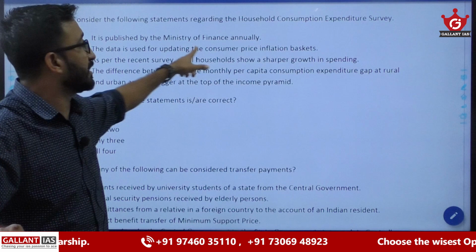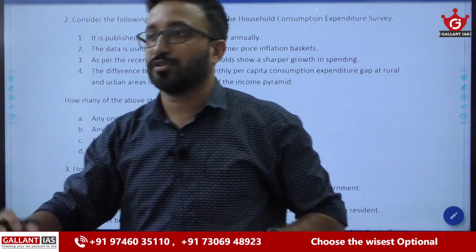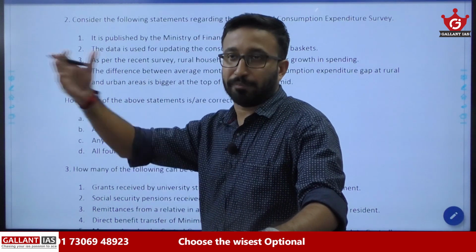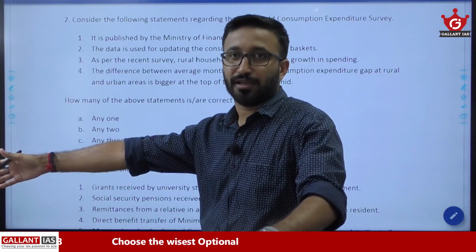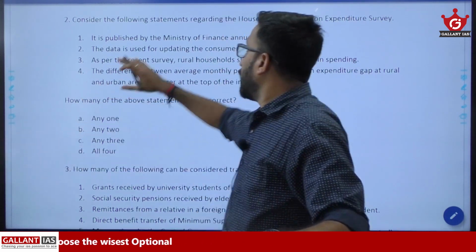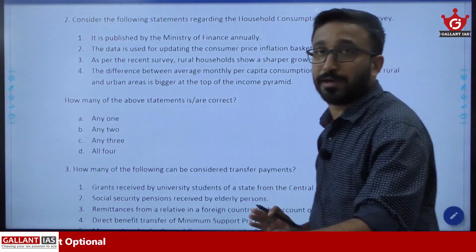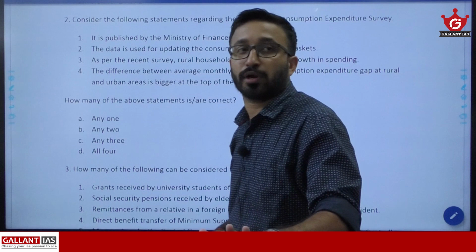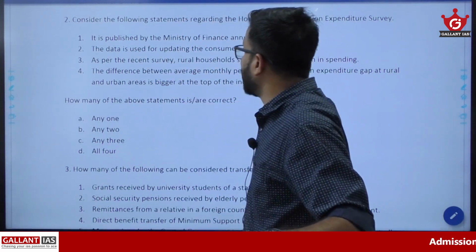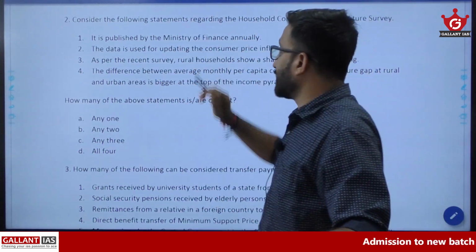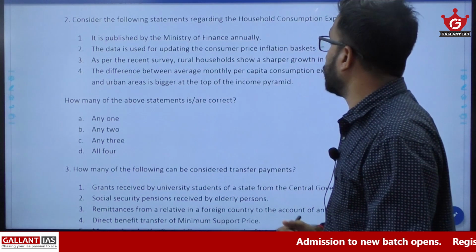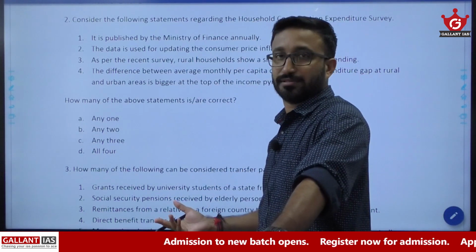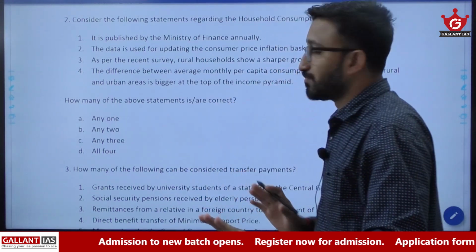And also the ministry is wrong. It's a survey, so we have a separate ministry, MOSPI, to conduct all these surveys. This household consumption expenditure survey is carried out by MOSPI, Ministry of Statistics and Program Implementation. So, the first statement is wrong. What about the second one? The data is used for updating consumer price inflation baskets. Yes, because I have already told that.